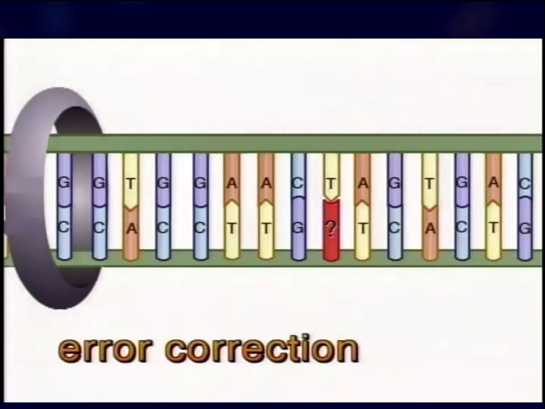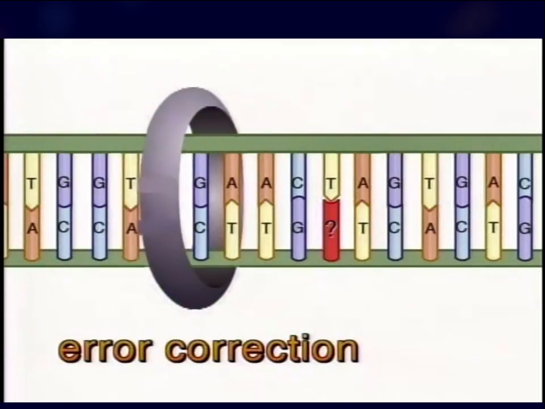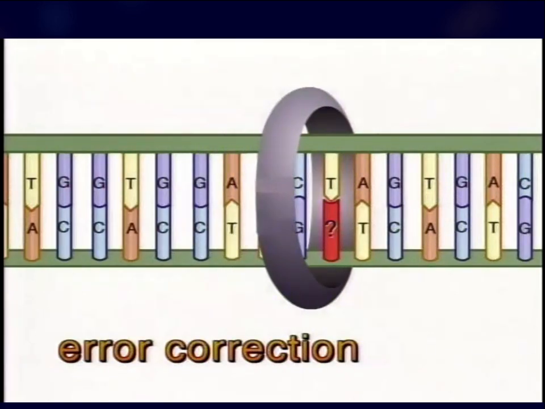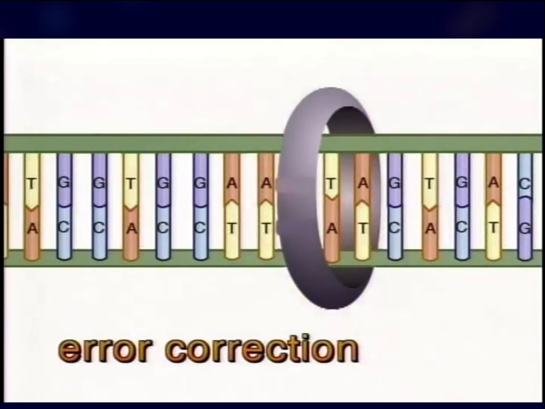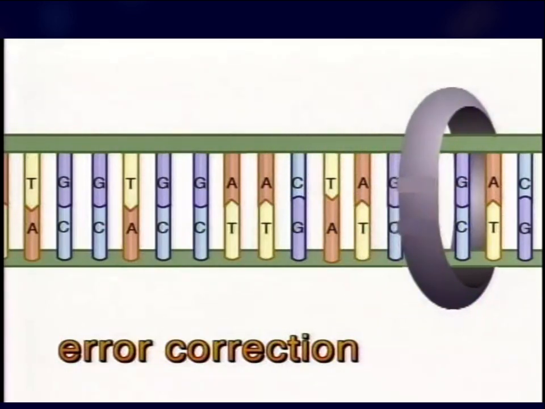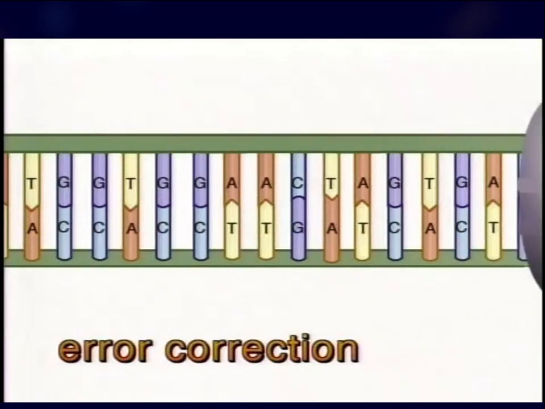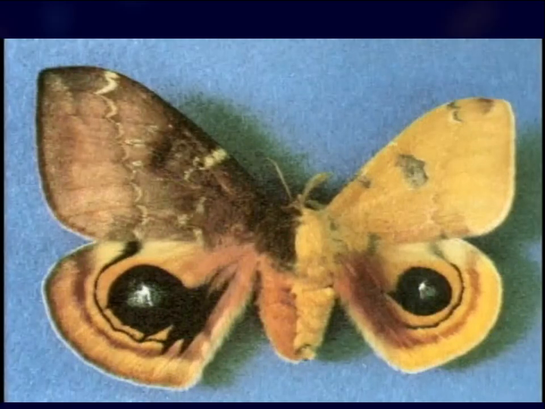Cells have ways of correcting errors. A type of proofreading function scans the DNA and corrects any base pairing mismatches by removing the improper nucleotide and replacing it with a proper one. Some mutations occur spontaneously, but others can occur as a result of exposure to physical or chemical agents.